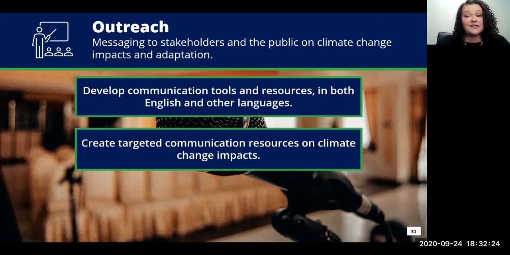The next action is to tailor communication for specific target audiences based on the projected impacts that may directly impact them. An example of this would be to create communication products specifically for residents that are most vulnerable to health impacts from sea level rise. Through tailoring messages and resources, it ensures the right information is given to the residents who need it most.